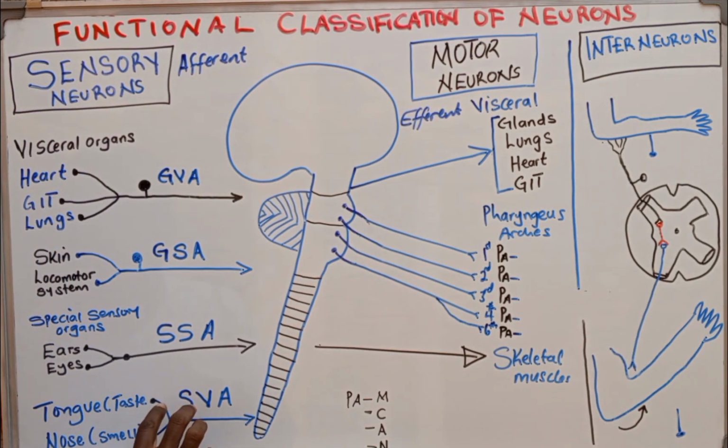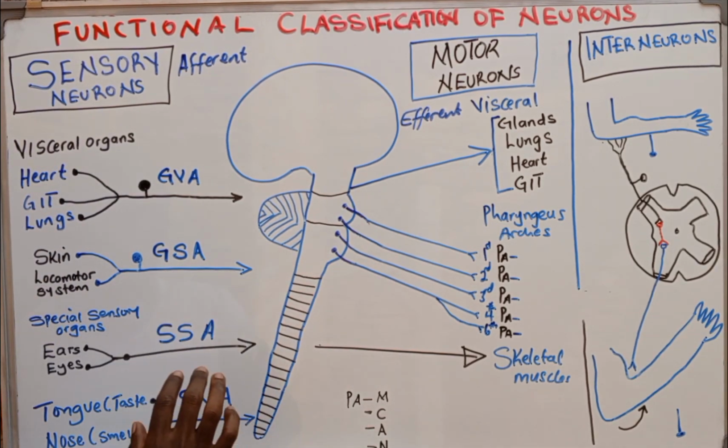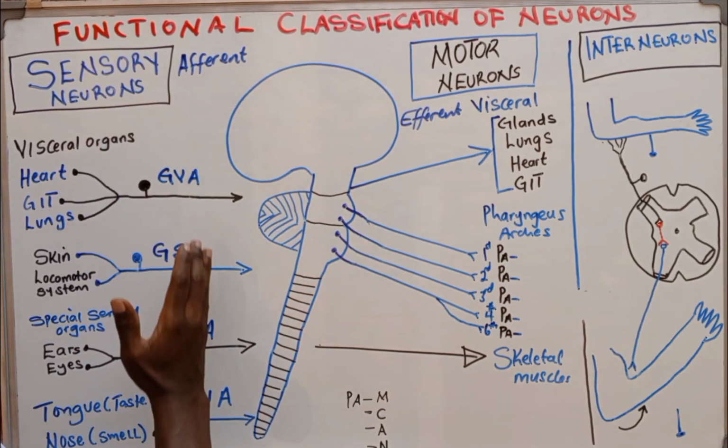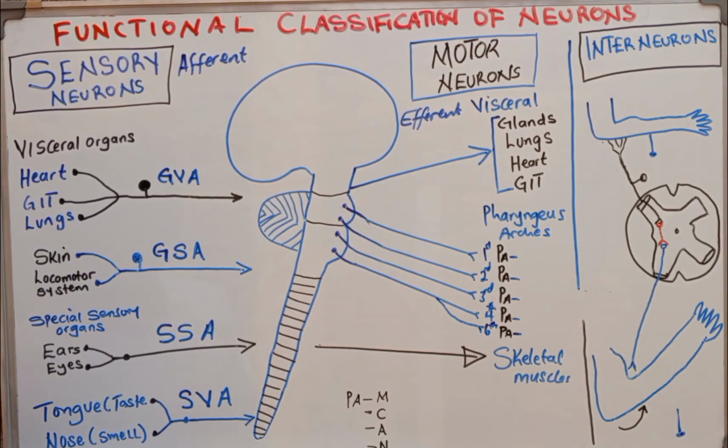So these neuron fibers are going to be taking the sensations of taste and smell into the central nervous system. So these fibers are going to be special visceral afferent. That is the little information about the sensory neurons for the case of functional classification.